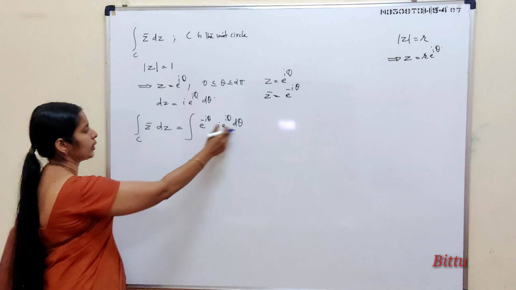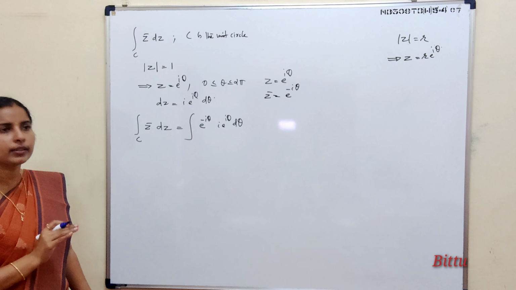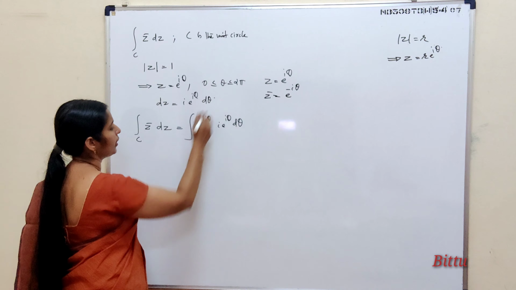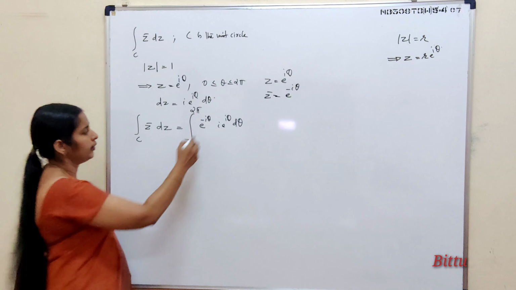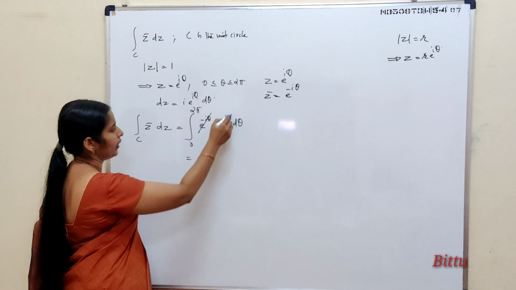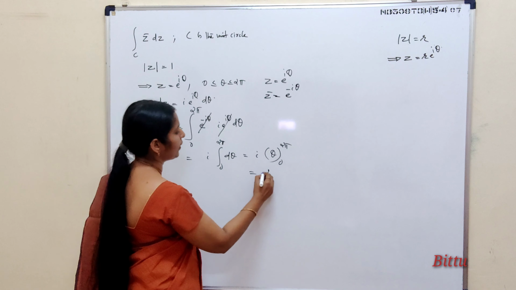We have to integrate with respect to theta. So you put the limits for theta. What is theta? Theta varies from 0 to 2 pi. Next you integrate this. This will cancel. And i is a constant, so i into integral 0 to 2 pi d theta. That is integral d theta, it is theta from 0 to 2 pi. You apply the upper limit and lower limit, you can see the answer is 2 pi i.